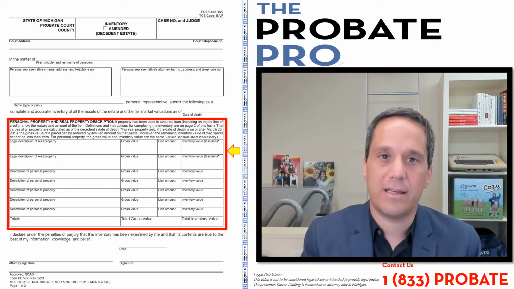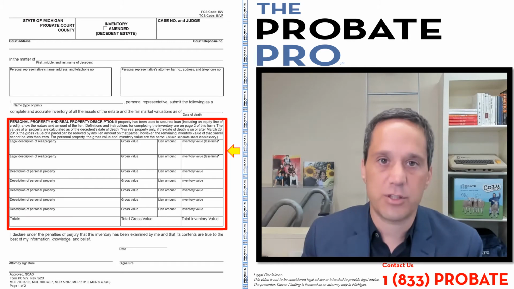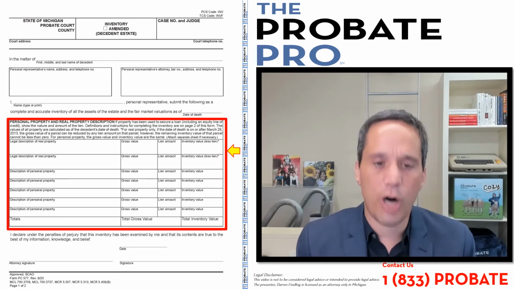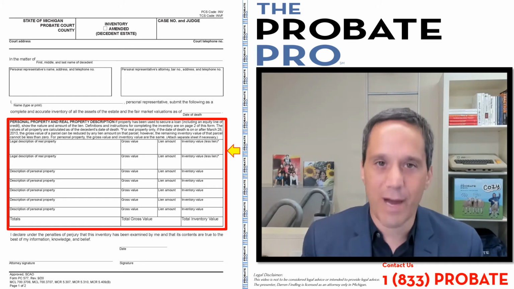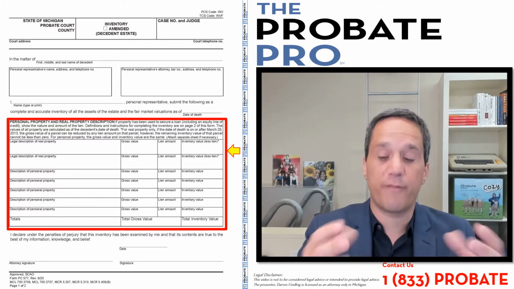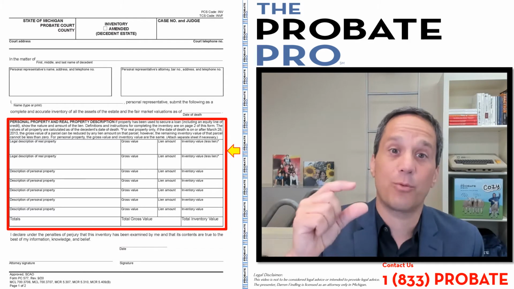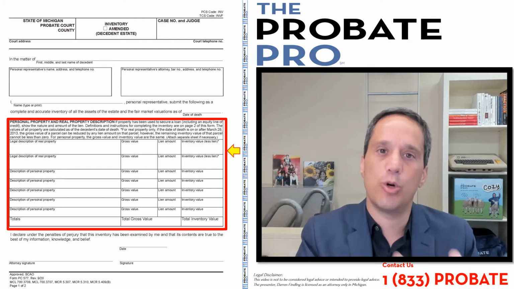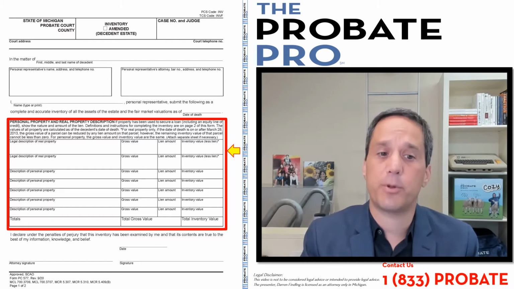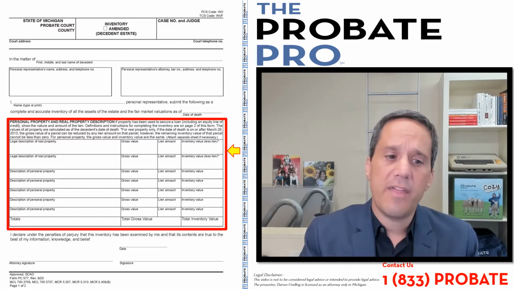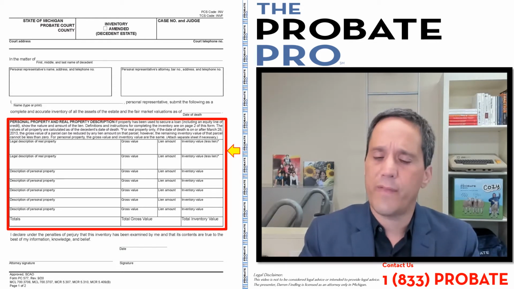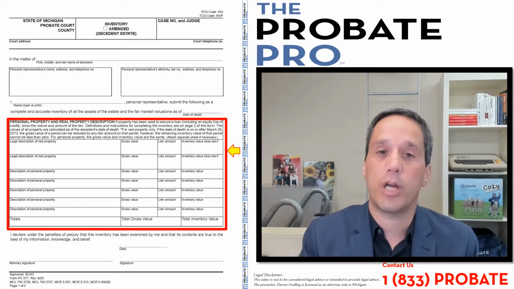Lot 309, Johnson Murphy Subdivision, as recorded in Liber 16, page 9 of the Wayne County records. That's the legal description. It could also be a metes and bounds description, a real formal description. And there's not a lot of room there. So if you need additional room to legally describe it, use a separate supplemental piece of paper to do so. The gross value is the value of the real estate without identifying any liens or encumbrances.